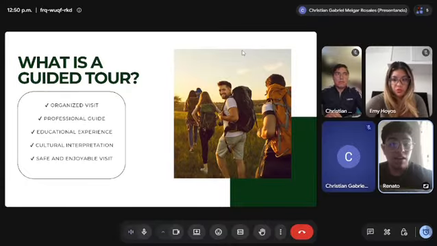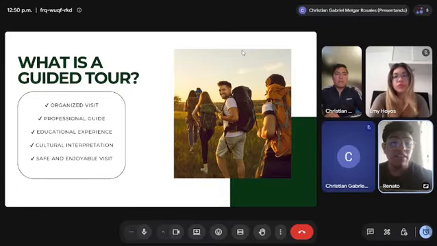A good guide does much more than explain facts. They also connect visitors with the history and identity of a destination through storytelling and effective communication.